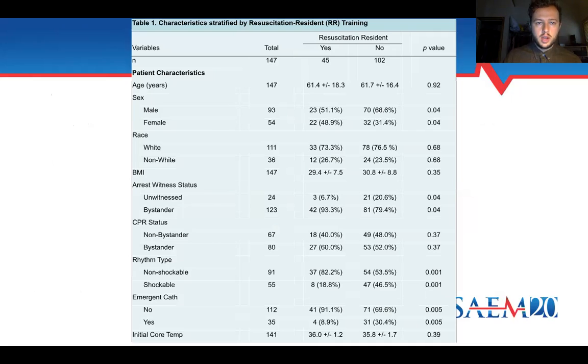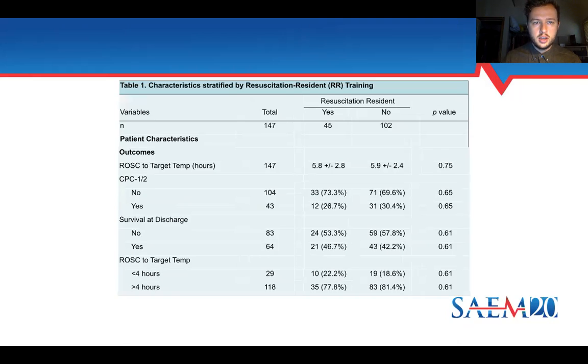And going on to the tables in the study. Table 1 shows the characteristics stratified by resus residents, with the middle column showing 45 with resus resident involvement and 102 without, with no real statistical significance except in some of the categories in this chart. And then going on to the outcomes, dividing up the two categories, there is no major statistical significance between the two.